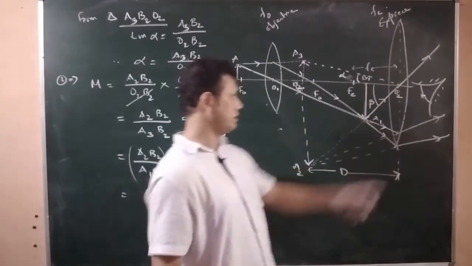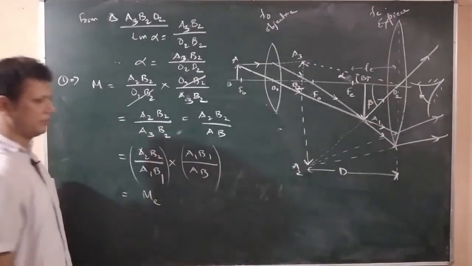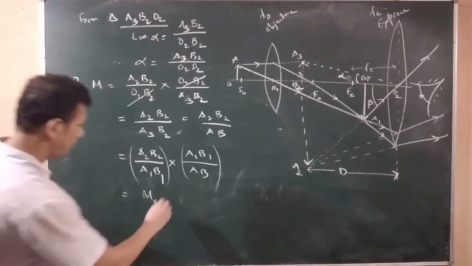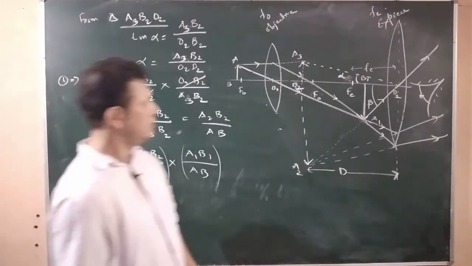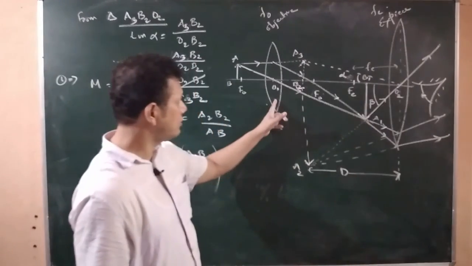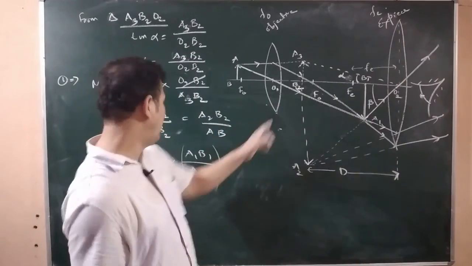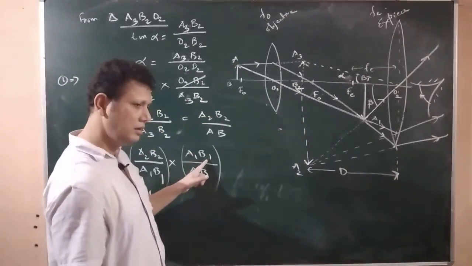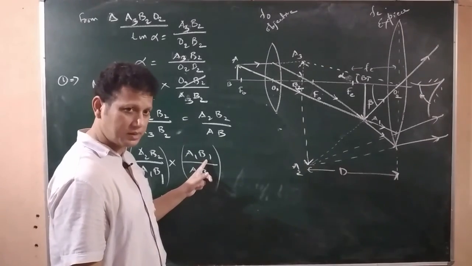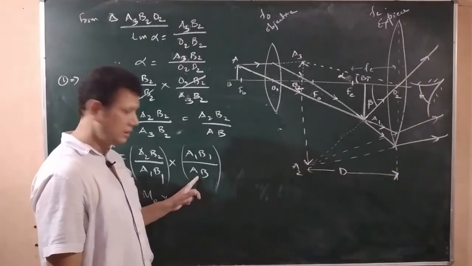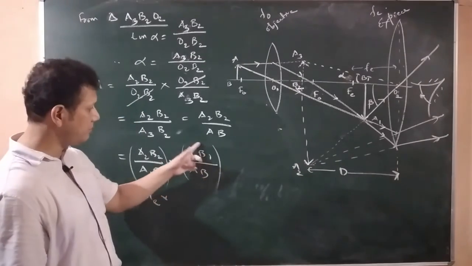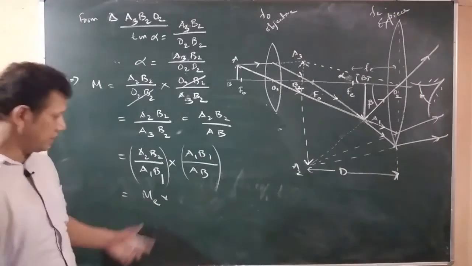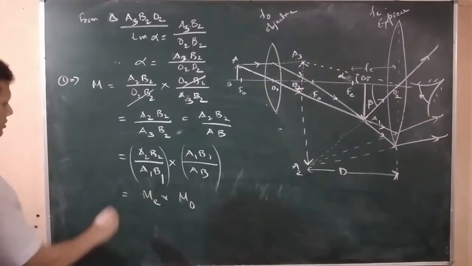So here we can write ME, the magnifying power of the eyepiece, or magnification of the eyepiece, into this. A1 B1 is the image for the eyepiece and AB is the object for the objective lens. So A1 B1 is the height of the image and AB is the height of the object. This ratio is magnification of the objective lens, and this is the magnification of the eyepiece lens, so here we write M0.